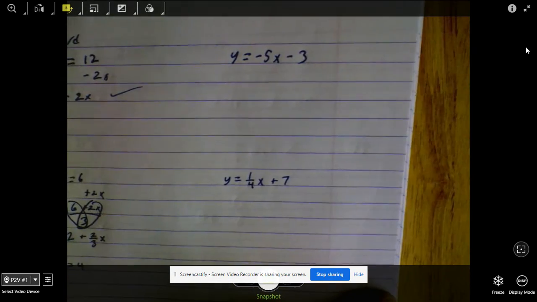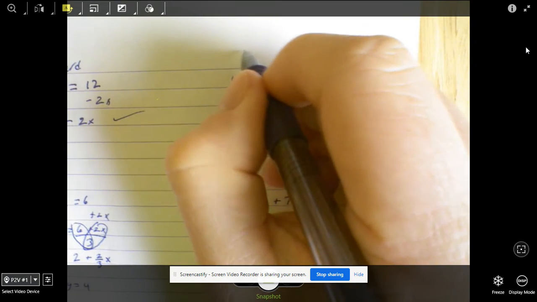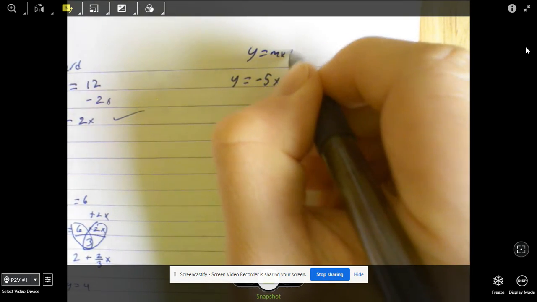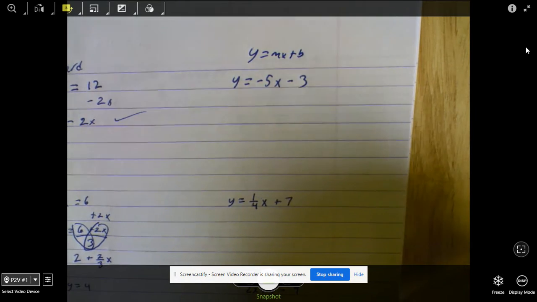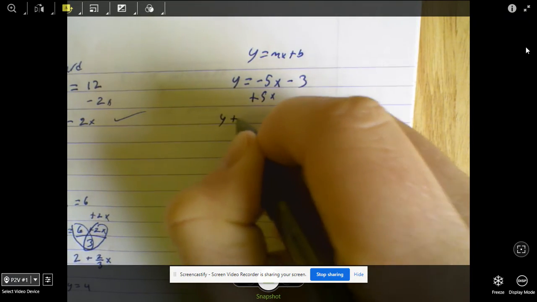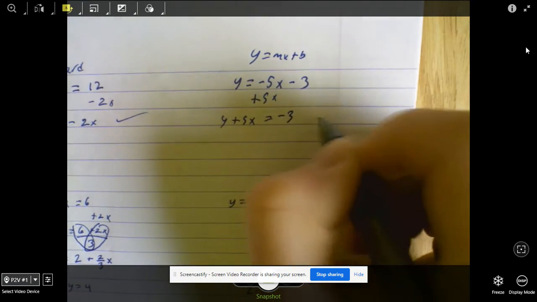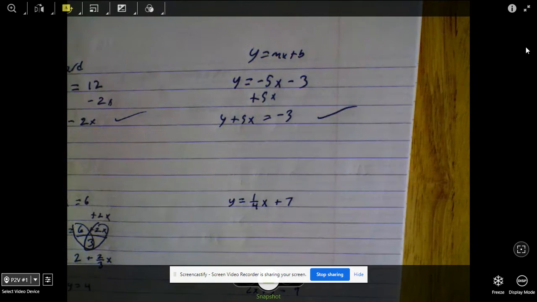So moving on, now we have our y equals mx plus b. We need to put it into standard. So what I want to do is just add 5x. So y plus 5x equals negative 3. That's it. Done.